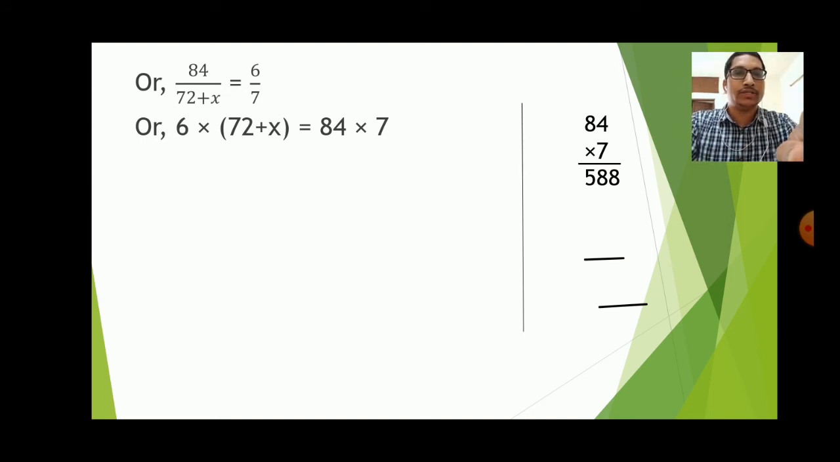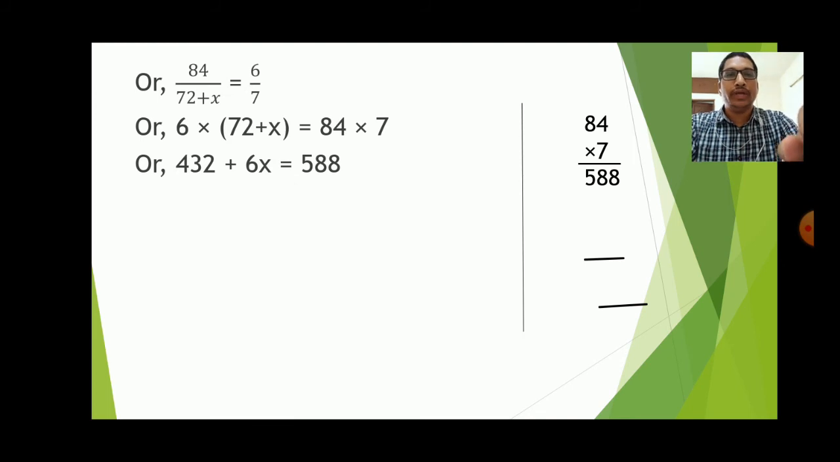588. So at first we will multiply 72 and 6. If we multiply 72 and 6, what will it be? 432, and 6 and x will be 6x. Okay, so this equals 84 times 7, which is 588. Okay, now it is an equation.